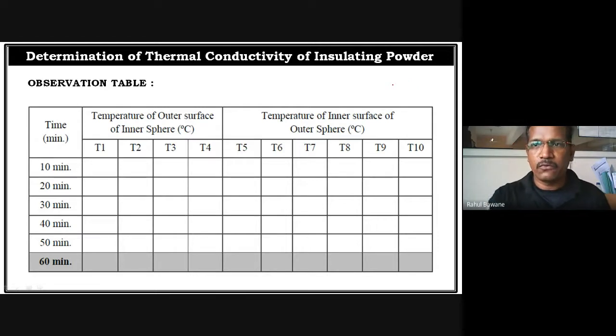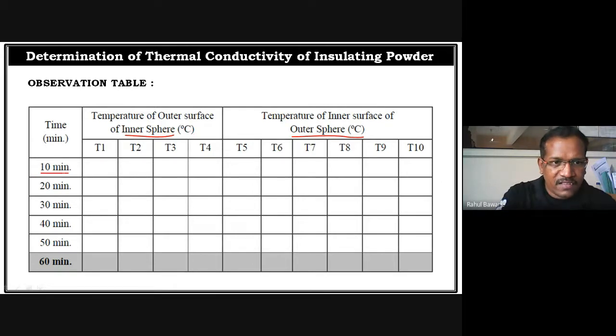As I said, we only have to note down the temperatures. In this table, T1, T2, T3, T4, all these 4 thermocouples are mounted on the inner sphere, and T5 to T10, these 6 thermocouples, are mounted on the outer sphere. The dial or indicator is going to show the temperature reading in degrees centigrade.